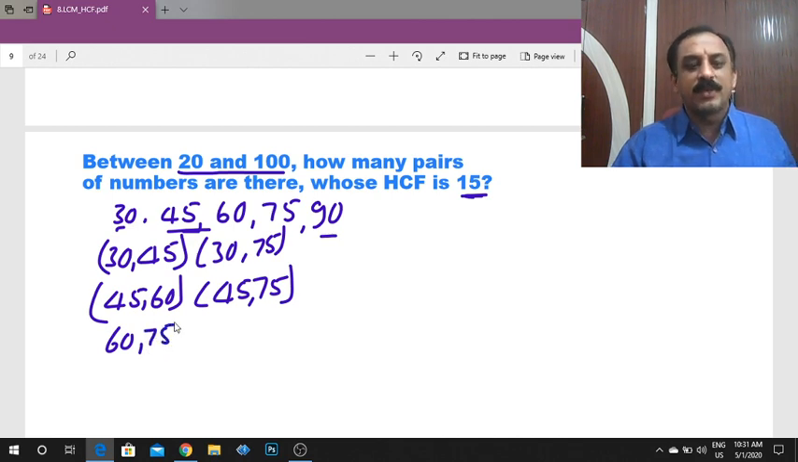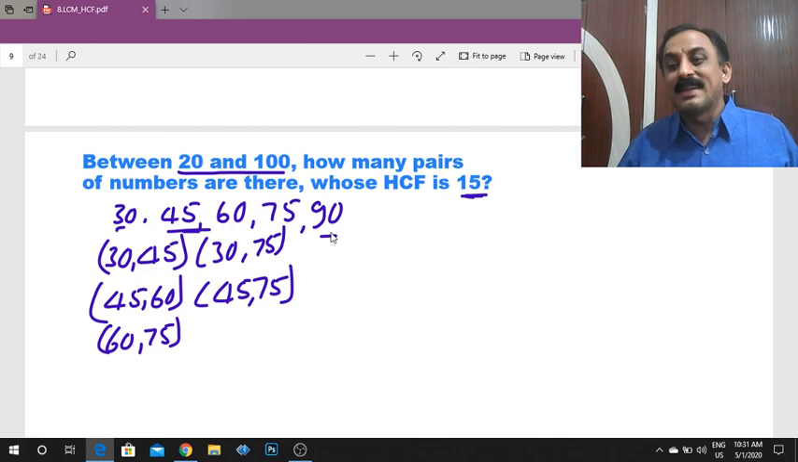60 and 75, HCF is 15. And don't take 60 and 90. Reason: 60 and 90, both the numbers are divisible by 30. 30 twos are 60, 30 threes are 90. So the HCF of 60 and 90 is 30.